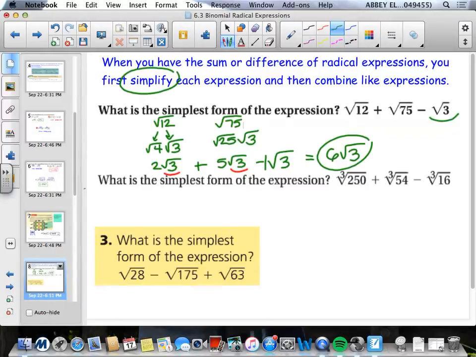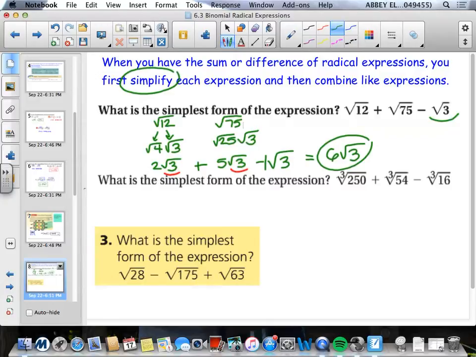The only thing you have to do here is simplify down every radical till it is in its simplest form, and then we can combine like expressions like we saw in the first half of this lesson. Okay, let's look at the second question, because in the second question, I'm not dealing with square roots, I'm dealing with cube roots now.